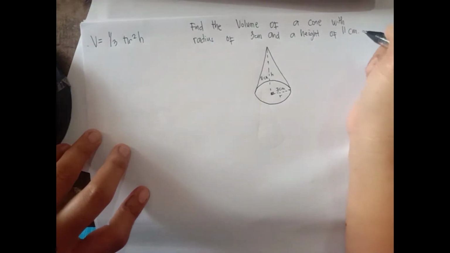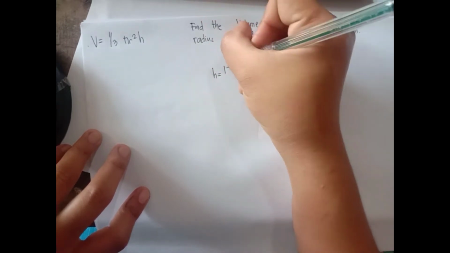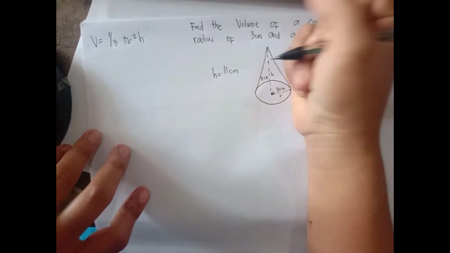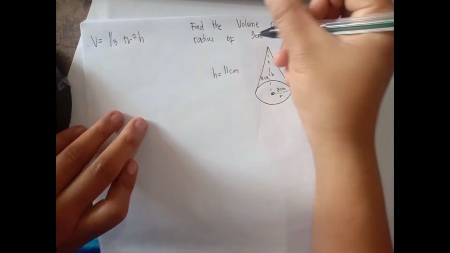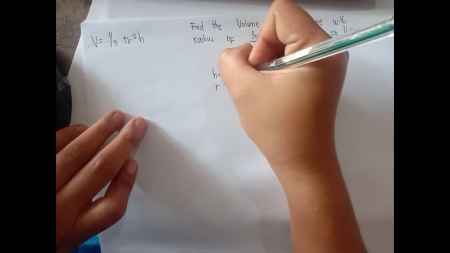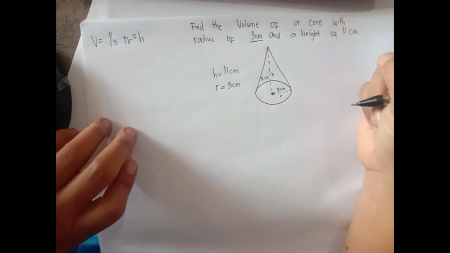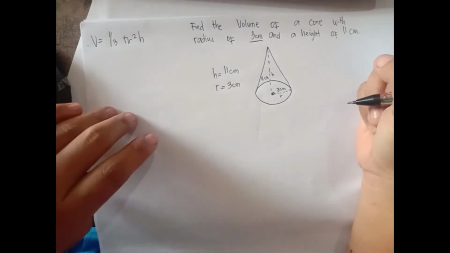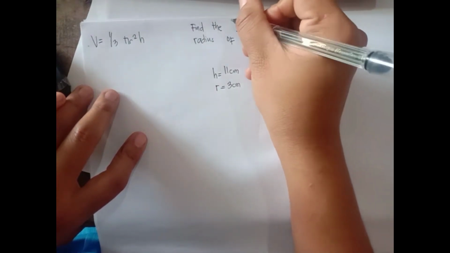So, ang measure sa height is equals to 11 cm. Then, ang ato ang radius is equal to 3 cm. Karon class, pangitaon na to iyahang volume.